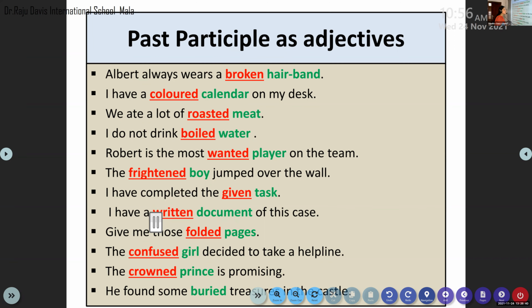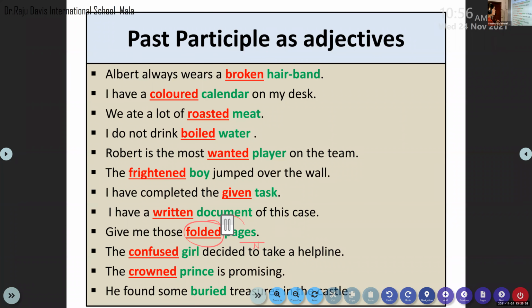Give me those folded pages. Pages, noun. Folded is a past participle form used before a noun in the form of a verbal adjective, which describes a noun in the sentence.